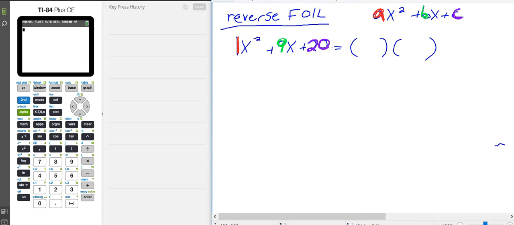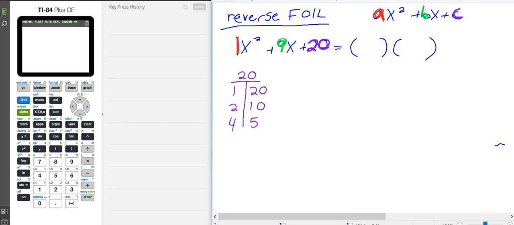So let's look at the factors of 20. We have 1 and 20, those are factors of 20. We have 2 and 10, are factors of 20. We have 4 and 5, are factors of 20. We want to find, of these terms, which one adds up to our B term. Which one adds up to 9?